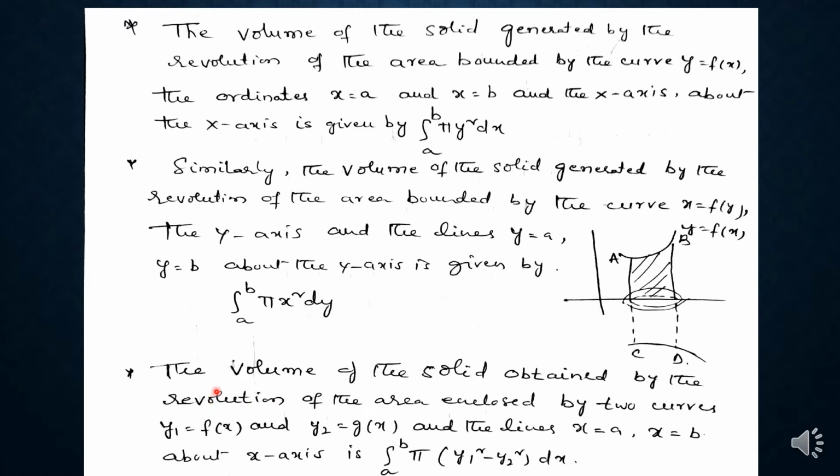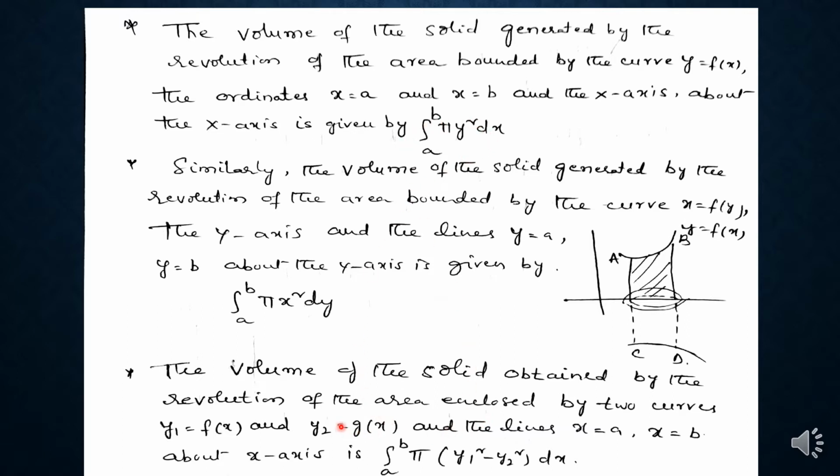Like in the areas chapter, we evaluated the enclosed area between any two curves, between the intersection points, by using integral a to b y of upper curve minus y of lower curve dx. Similarly, if we rotate that enclosed area between the two intersection points, we will get a solid which is called the solid of revolution.